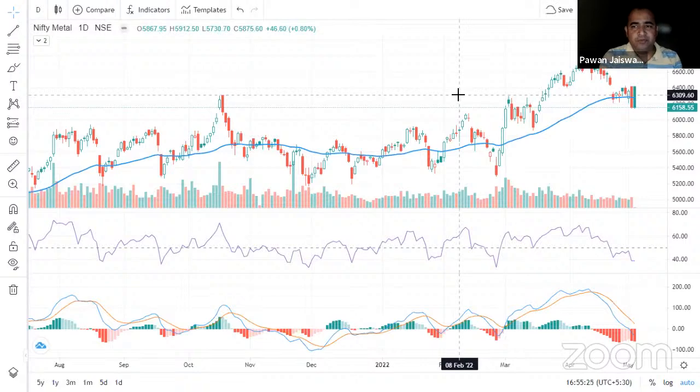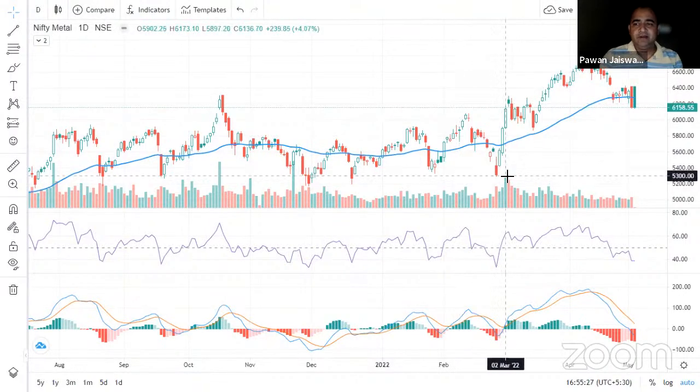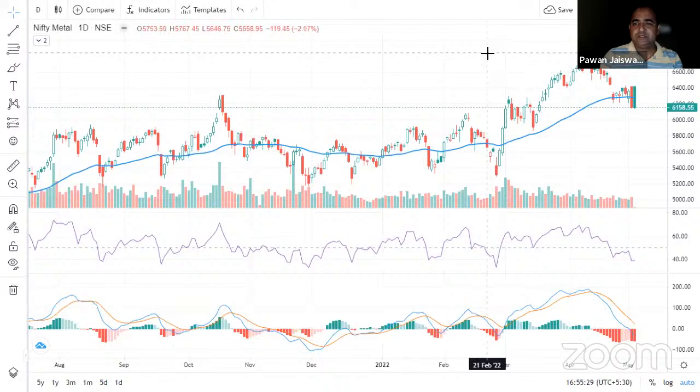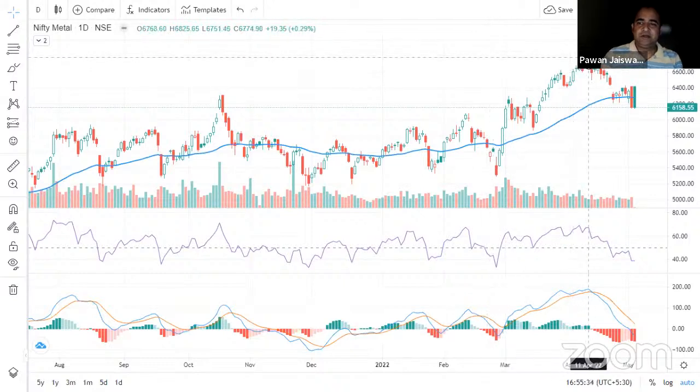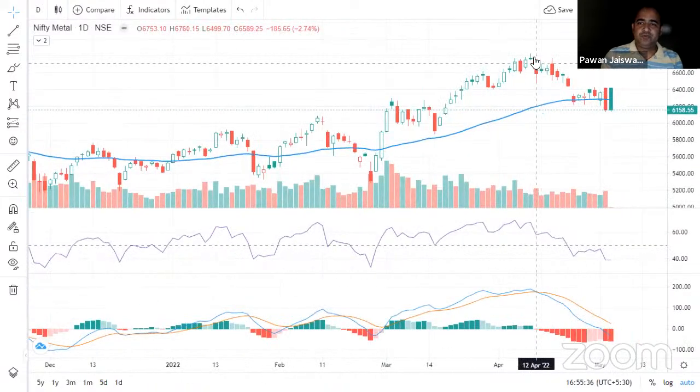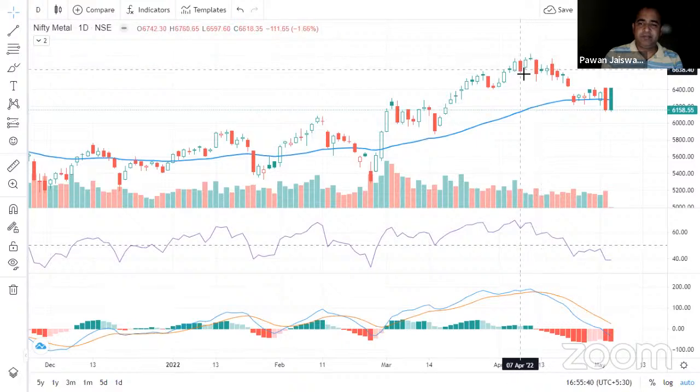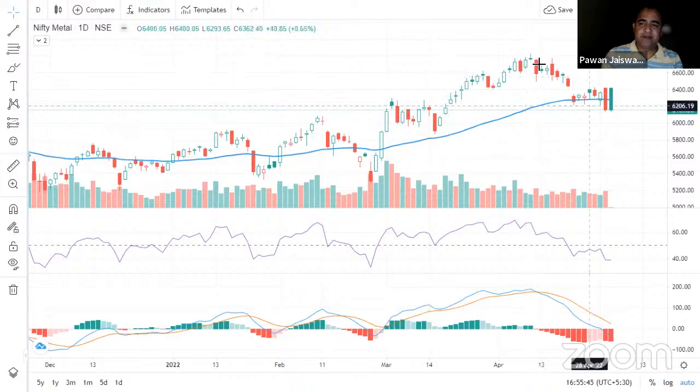So after this rally from 5,200 to 6,800, two weeks back there was an evening star candlestick pattern formation on the daily chart. So I can say that the correction started after that, but that is on the daily chart. On the monthly and weekly charts, it is not looking that bearish. So I can say that it will remain trading sideways with a negative bias.